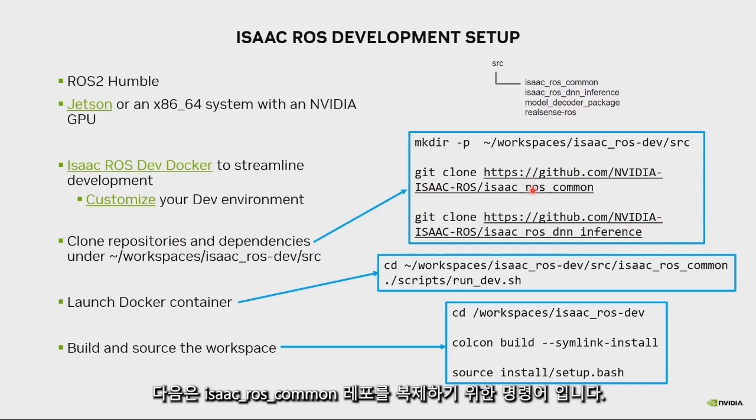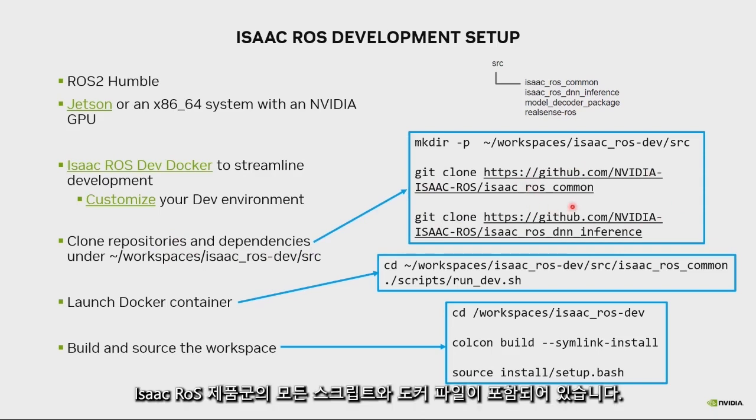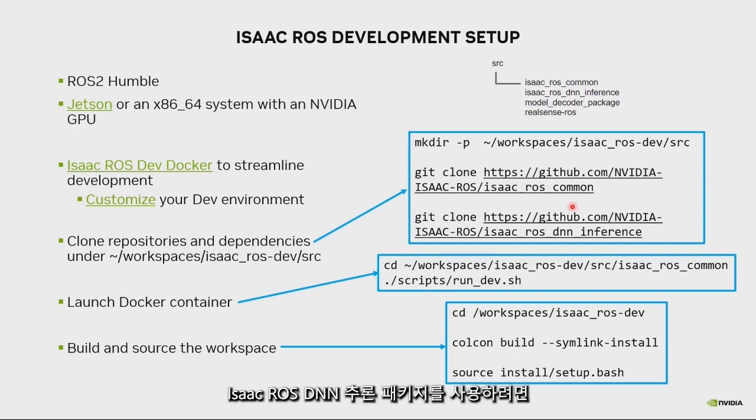Clone the Isaac ROS common repo since it contains all the scripts and Docker files for the Isaac ROS suite. And if I want to use the Isaac ROS DNN inference package, for example, I would clone that here too. So eventually, your src folder would look something like this with all the repositories of interest.